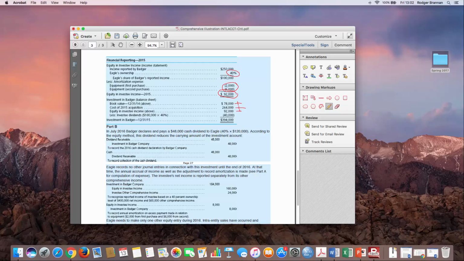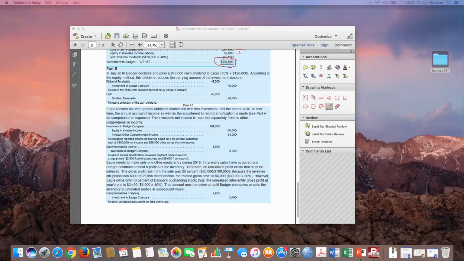And since the company, that is Badger, paid $100,000 of dividends, 40% of that belongs to Eagle, but dividends have the impact of reducing equity. So likewise, a receipt of a dividend or even the declaration of a dividend will reduce the amount of the investment account on the part of Eagle. So at the end of 2015, Eagle will show a balance in its investment account attributable to its investment in Badger Corporation of $394,000. All right, now we'll look at Part B.